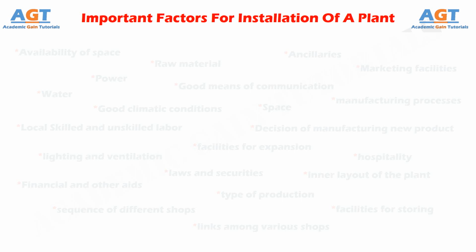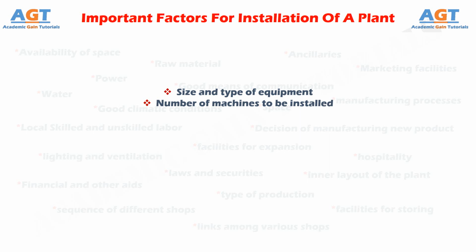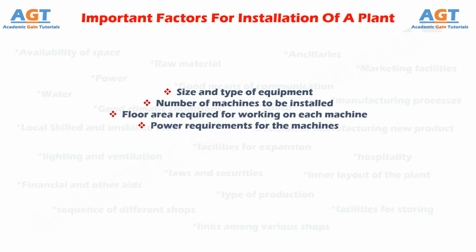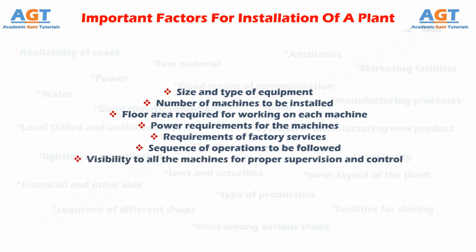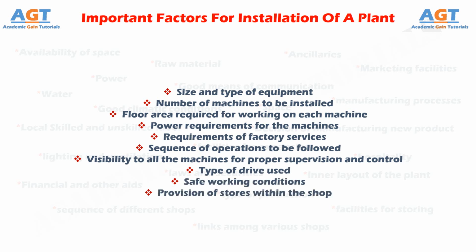The main factors, namely size and type of equipment, number of machines to be installed, floor area required for working on each machine, power requirements for the machines, requirements of factory services, sequence of operations to be followed, visibility to all the machines for proper supervision and control, type of drive used, safe working conditions, provision of stores within the shop, that is for tools, instruments, finished parts and consumable materials, etc. affect the layout of the plant.